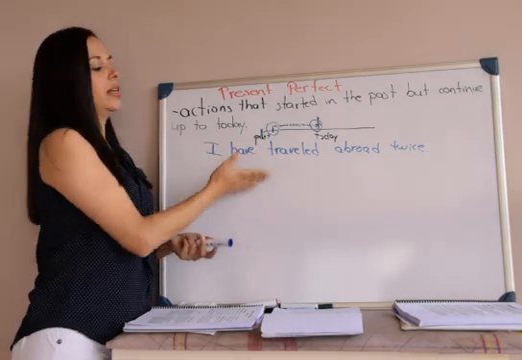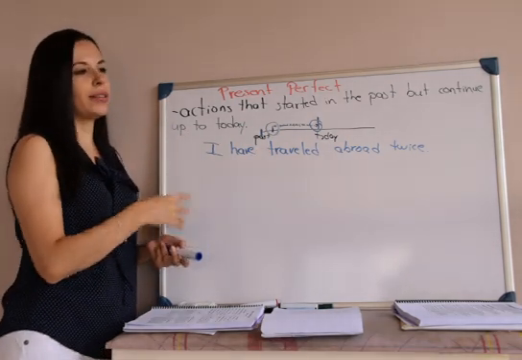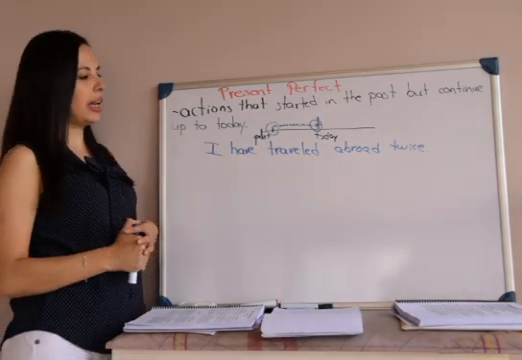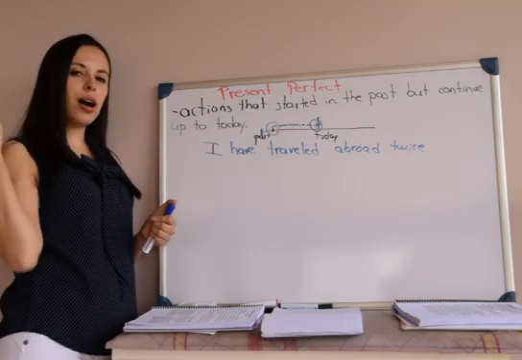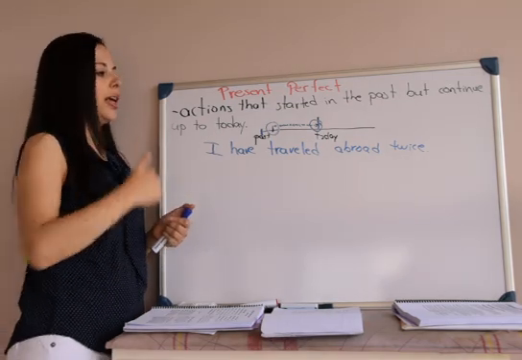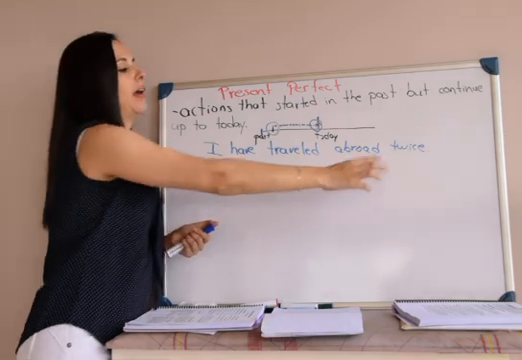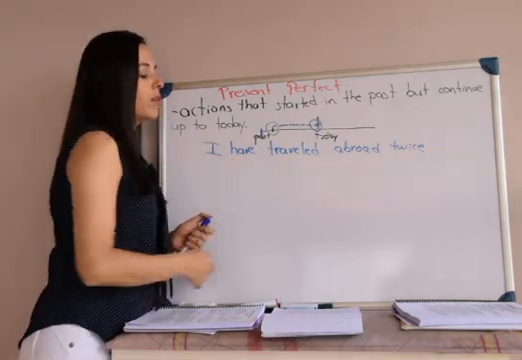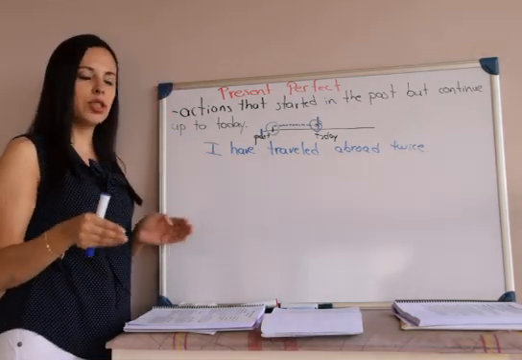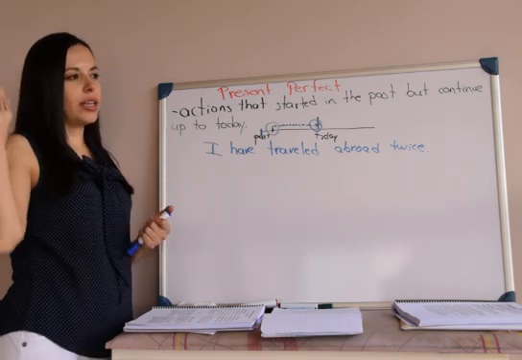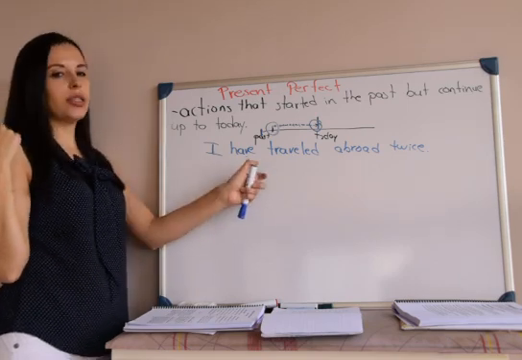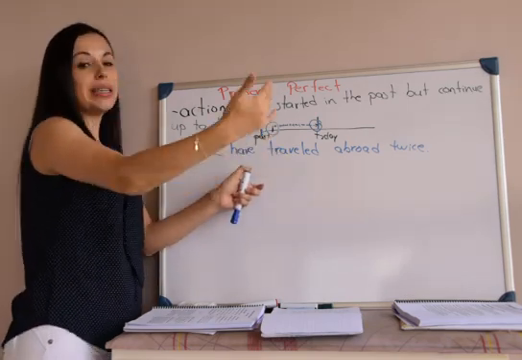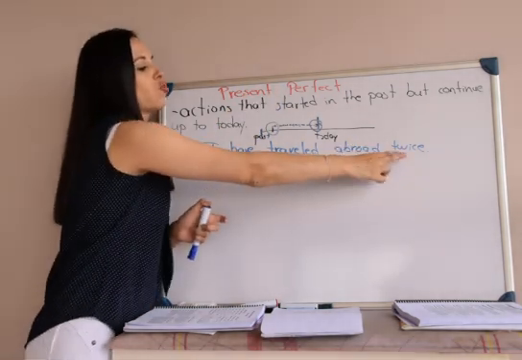So this is an action that started in the past. Let's say that in 2010 I traveled abroad for the first time. And up to today I have traveled abroad twice. Okay, so that is true up to today. In 2010 I traveled for the first time, and I have traveled since that time. I have traveled twice, right?